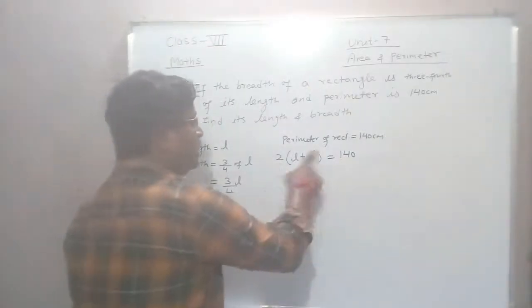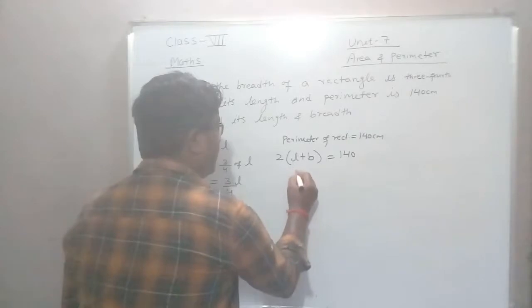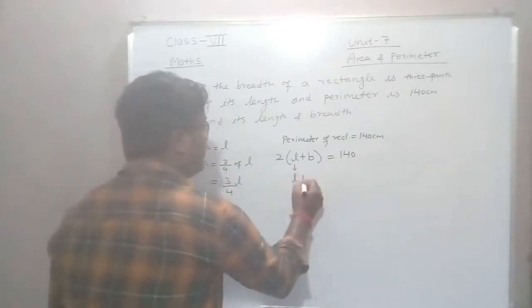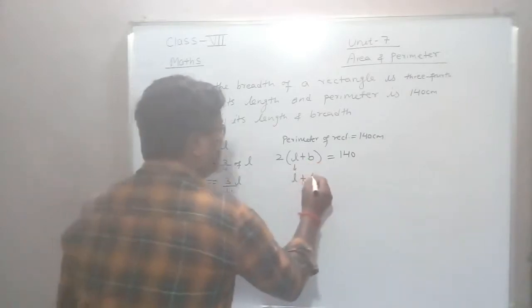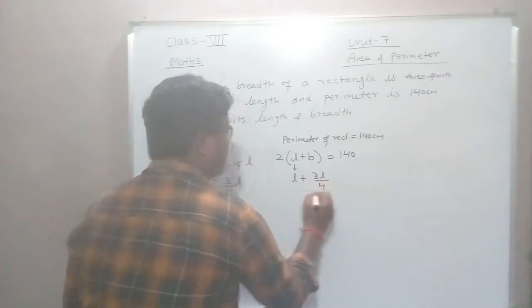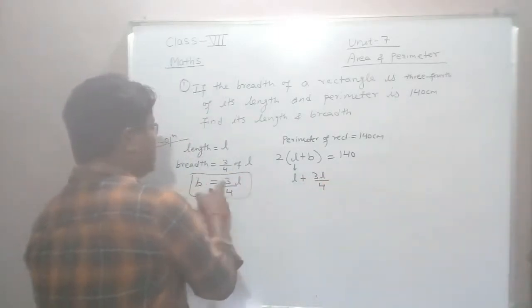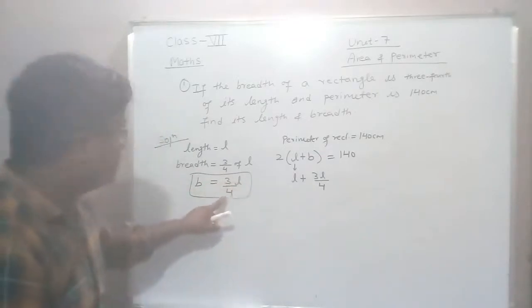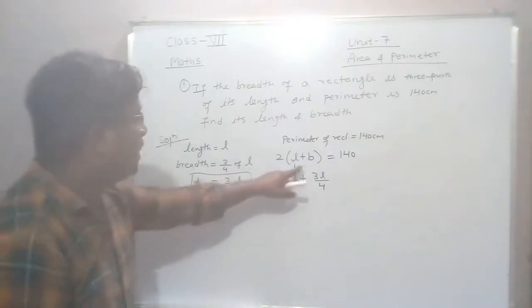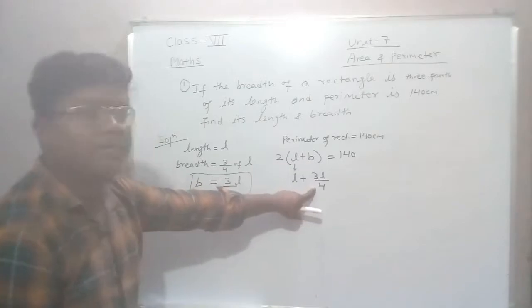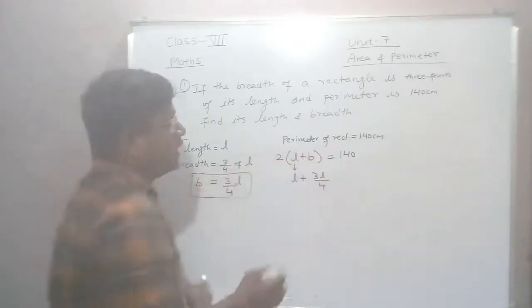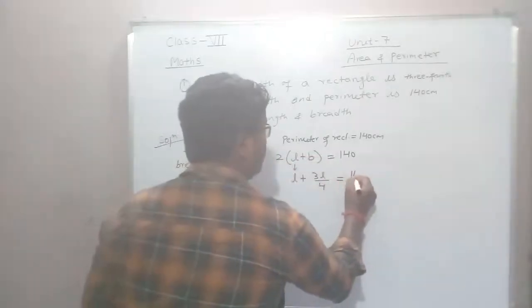Okay, so 2 is again transferred there. L in place of L as it is. In place of B, I will write 3L upon 4, because according to this condition, B is equal to 3L upon 4. This 2 is transferred to the right hand side.